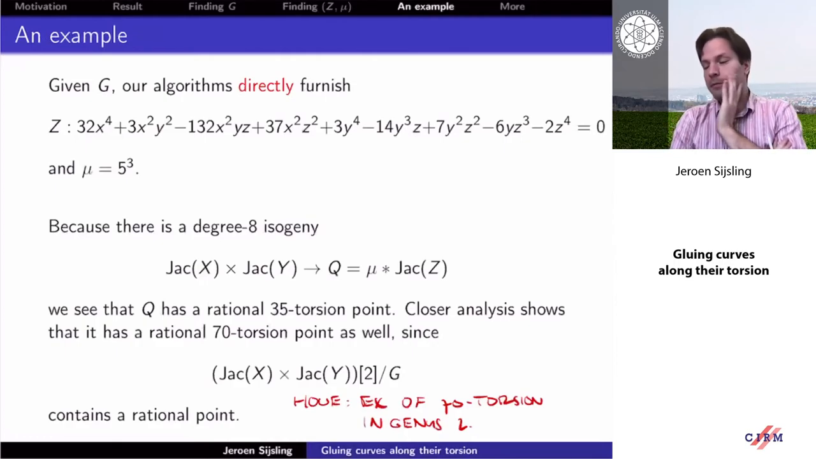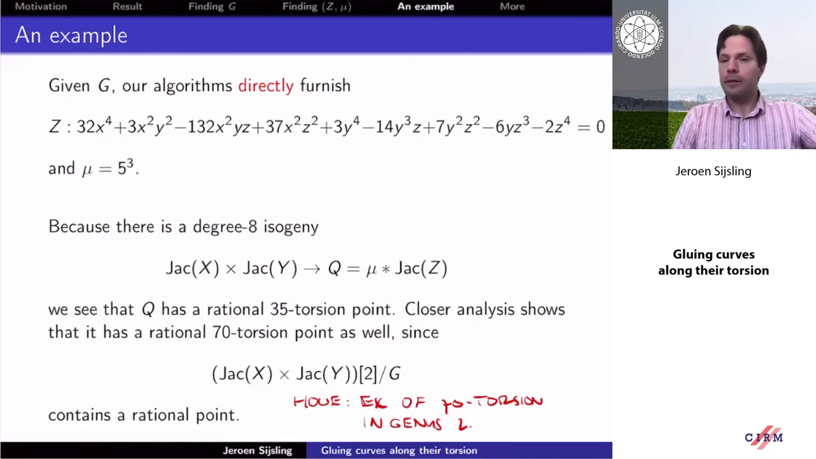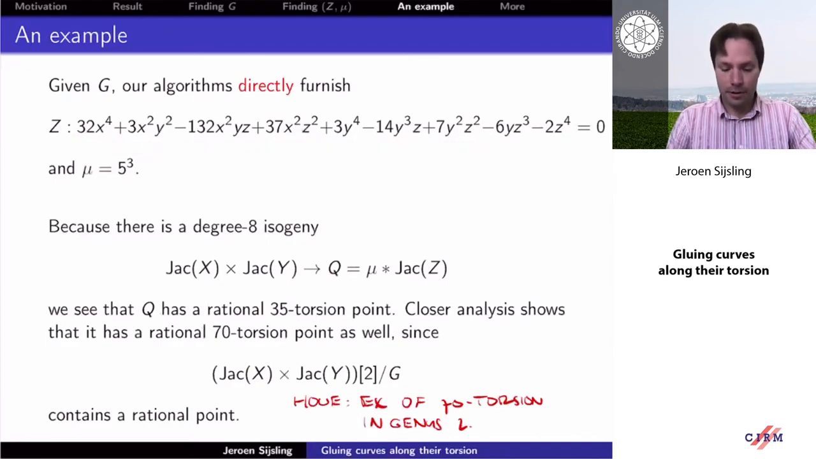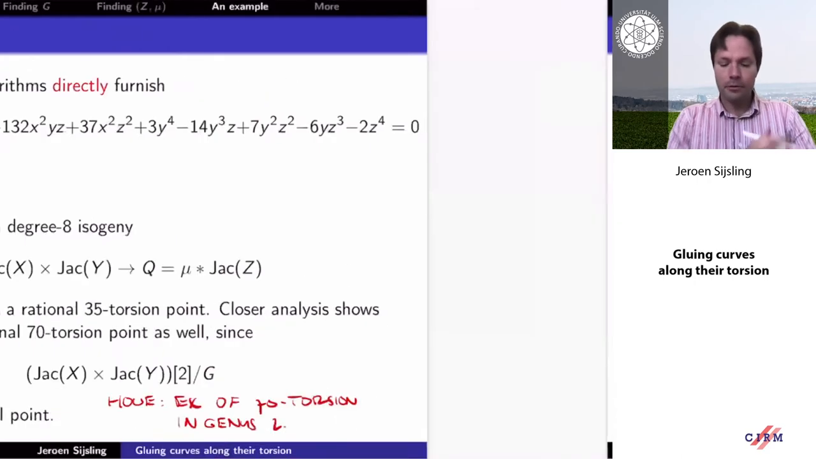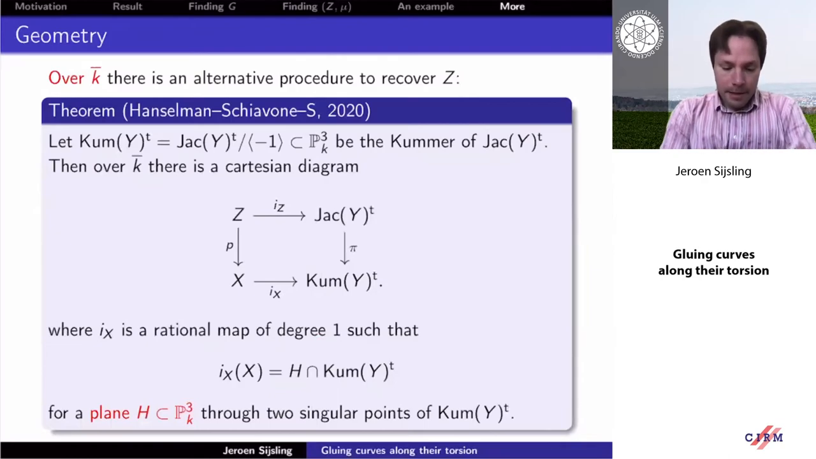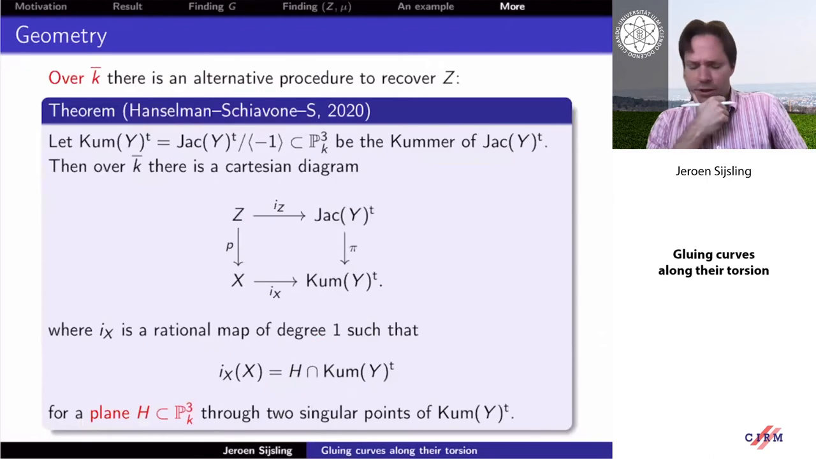Okay, so now you have seen it. And you can do this for any two of your favorite curves. The algorithms will just tell you if you can glue, and it will give you those equations. I want to mention one final thing to conclude, and that is an alternative method to proceed. It is a geometric method that was developed by Jeroen and Sam, starting at Baskerville Hall in Wales.